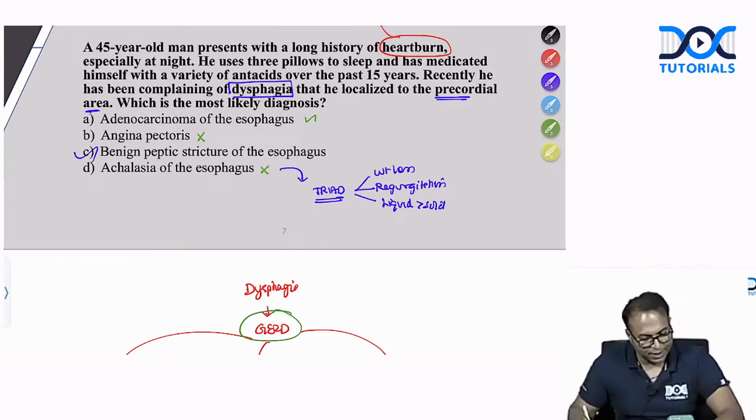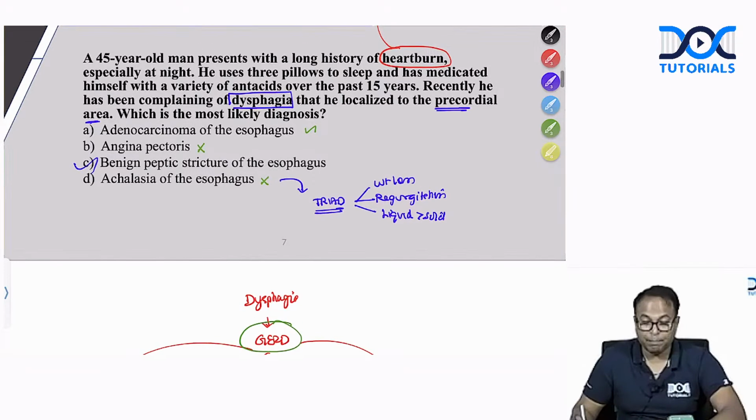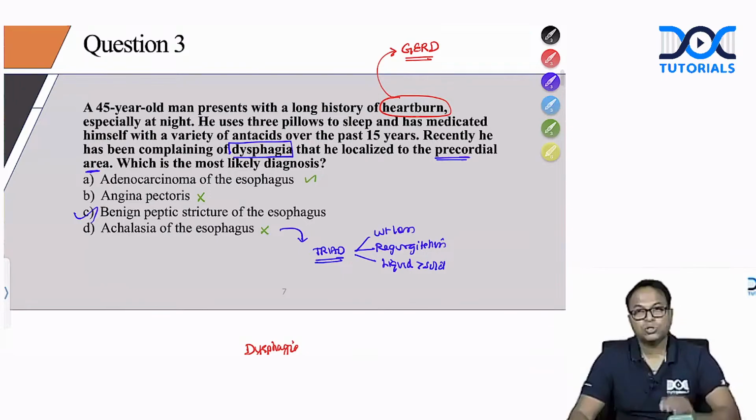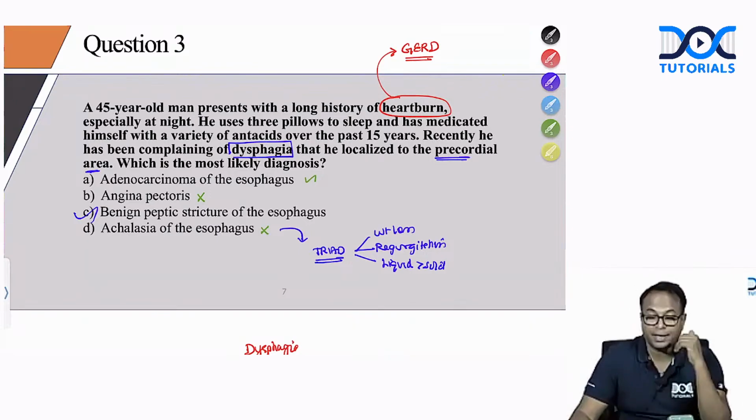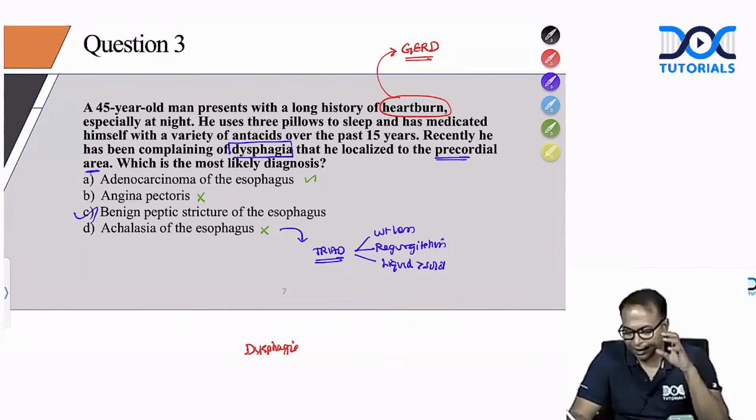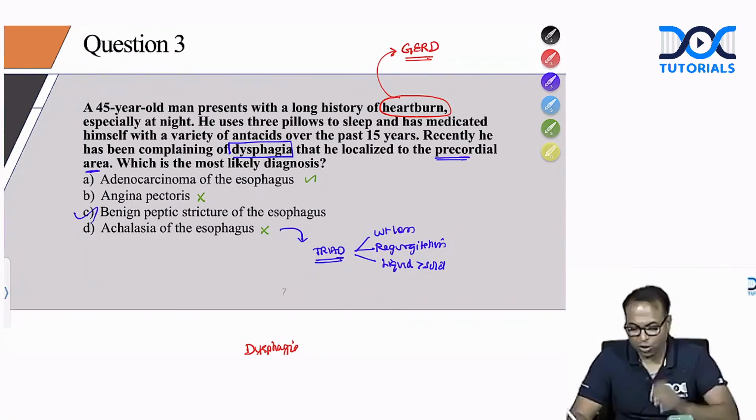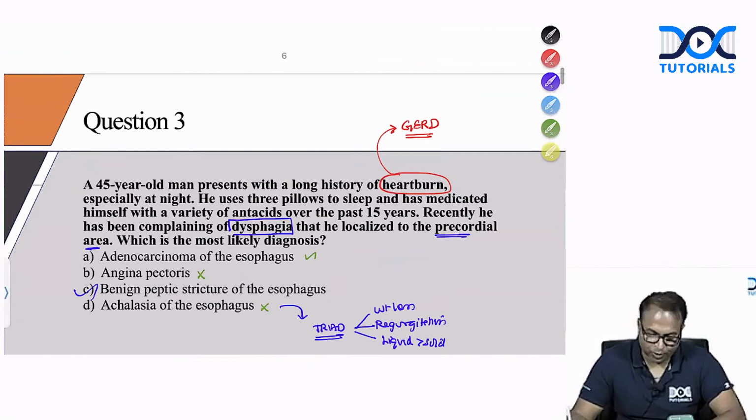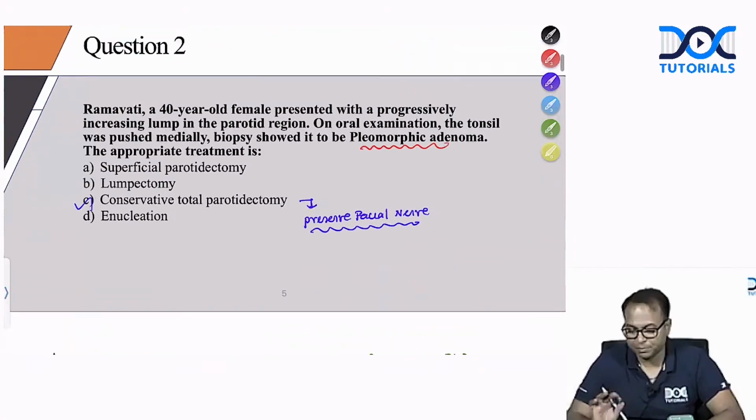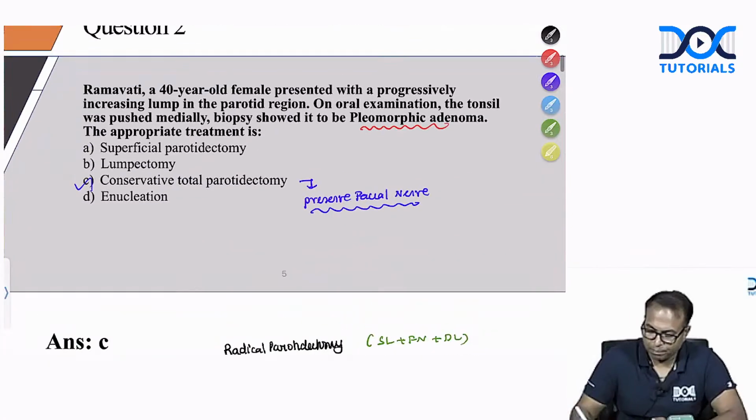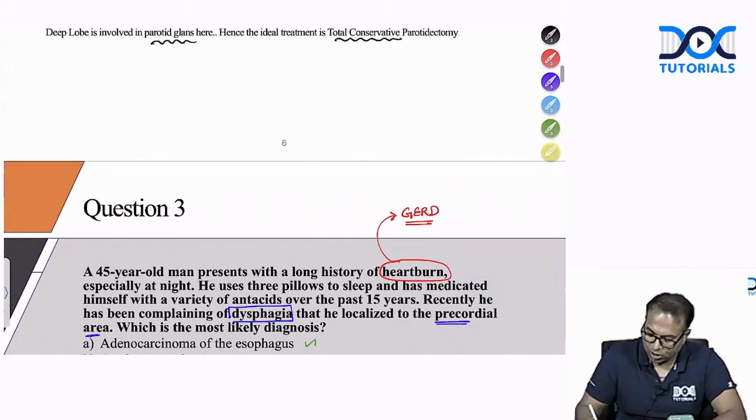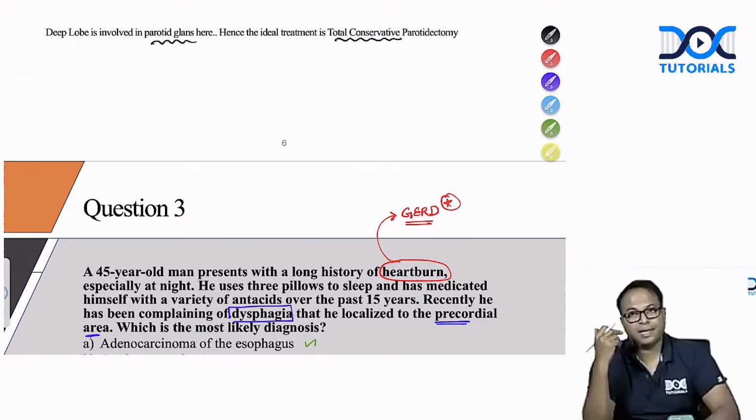Therefore, I'll go for C. Okay, please remember the answer. Benign peptic stricture of the esophagus is the best answer for this question. So this is a question related to GERD and its complications. Every year there will be a question on GERD. Please be strong in the concept of GERD. For every question when you read, you should know what concept is being asked. The second question is on pleomorphic adenoma of the parotid gland. The third concept is on GERD complications. The first complication we discussed was third degree burns.